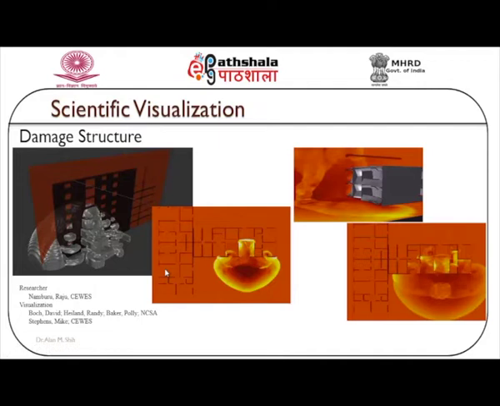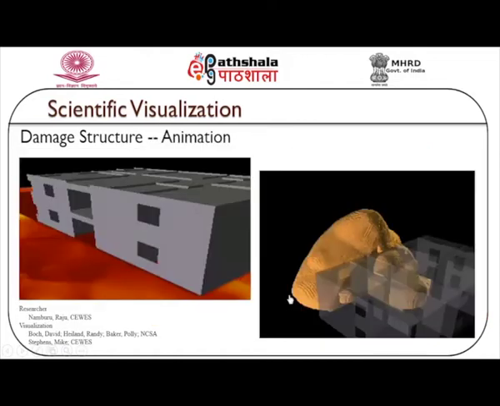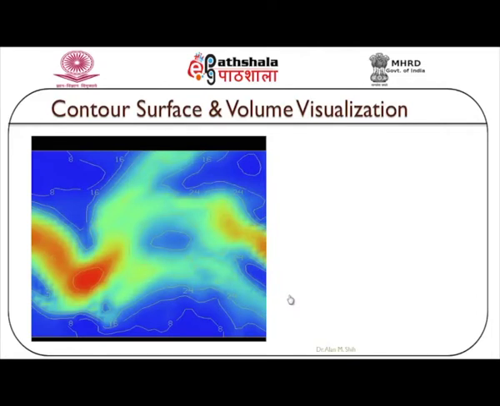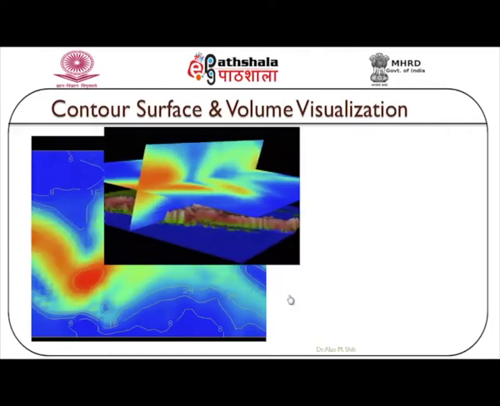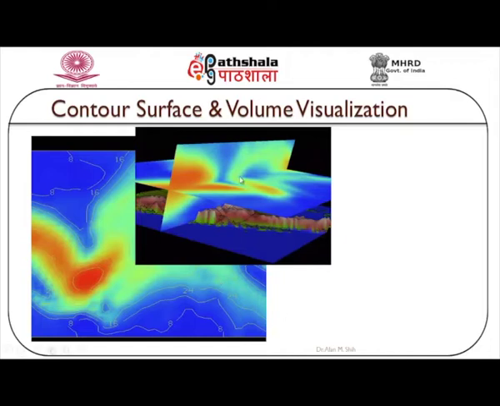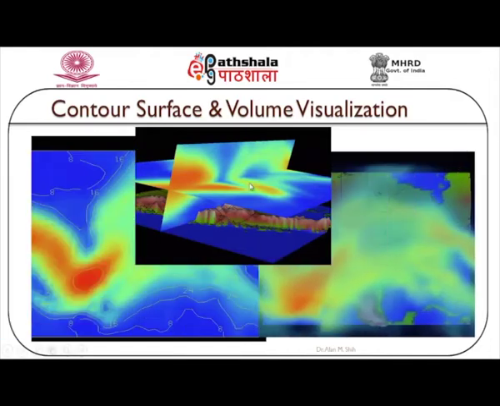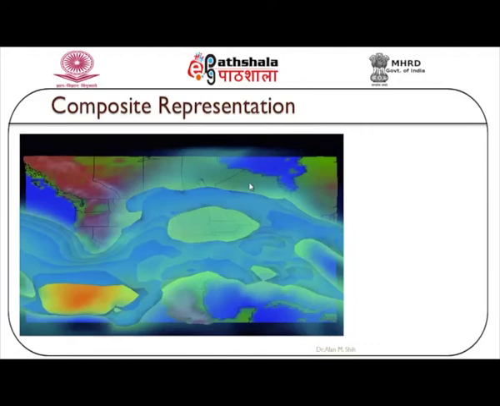Next comes scientific visualization, wherein this is an example to show the damaged structures that are available on the wall. The damages to the structures can be visualized in these forms. So these are examples of damaged structures visualization. This is also an example of damaged structure visualization which is visualized in the form of an animation. So this is a contour surface, and the second visualization is an example of volume visualization. So these are composite representations of contour surfaces.